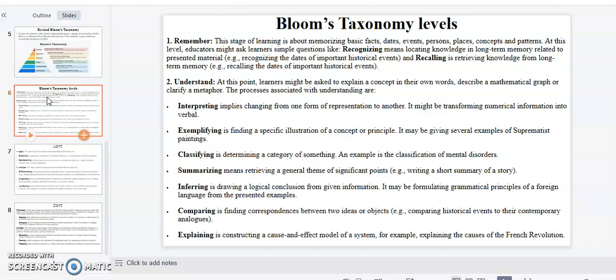Comparing. Comparing is finding correspondences between two ideas or objects, for example, comparing historical events to their contemporary analogs. And lastly, explaining. Explaining is constructing a cause and effect model of a system, for example, explain the causes of the French Revolution. Those are the aspects to be discussed under understand.